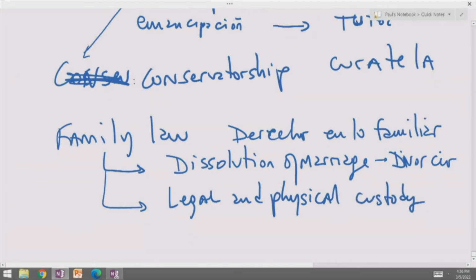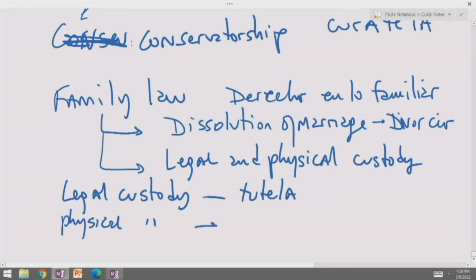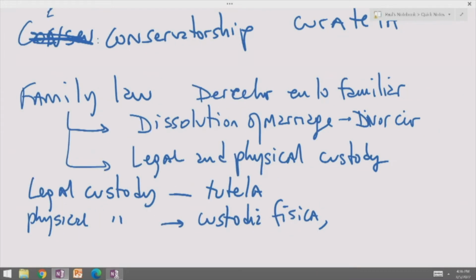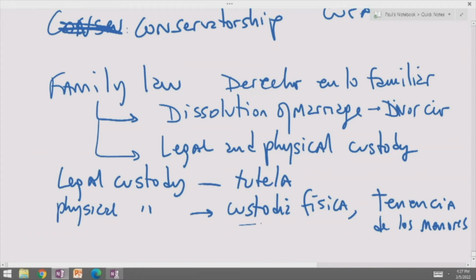And legal custody in Spanish is tutela, and physical custody is generally custodia física. In other countries in South America, they use other terms for this. They use the word tenencia del menor o de los menores. So both of them are used, but mainly this is the one you're going to see the most, because this is the term used in Central America and Mexico.